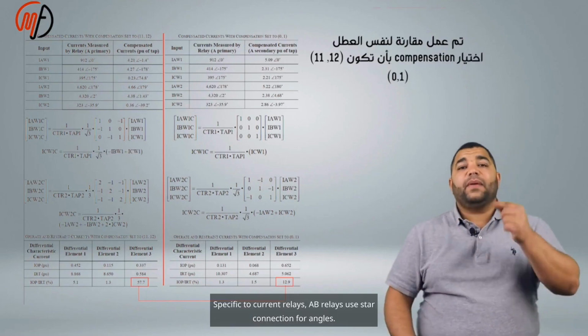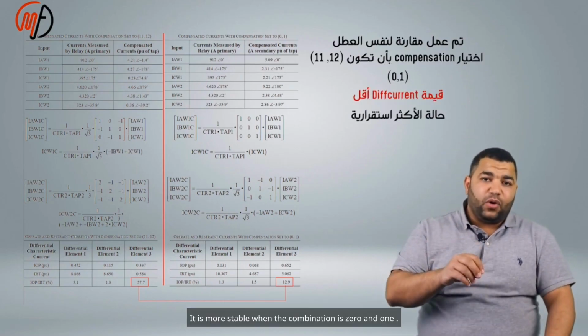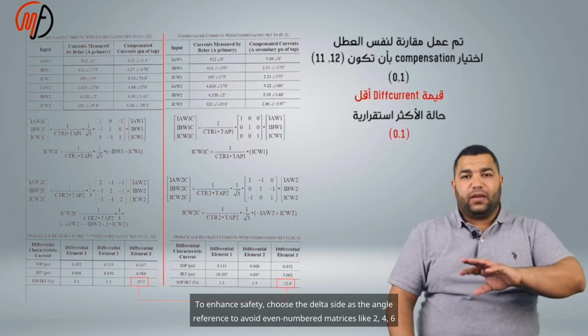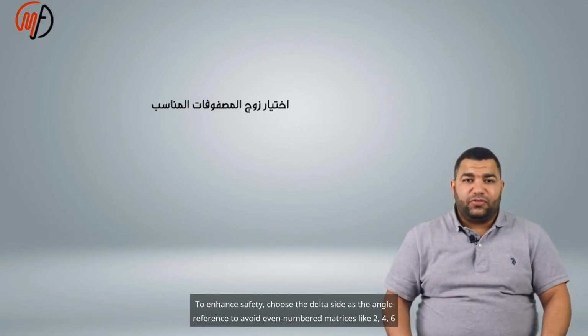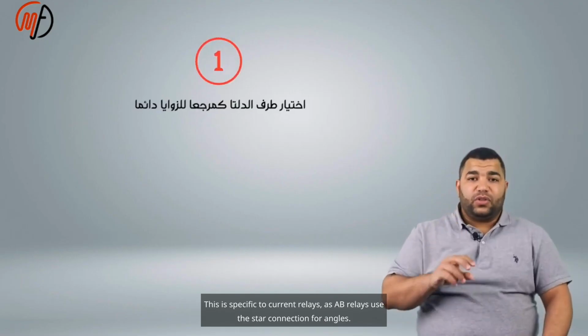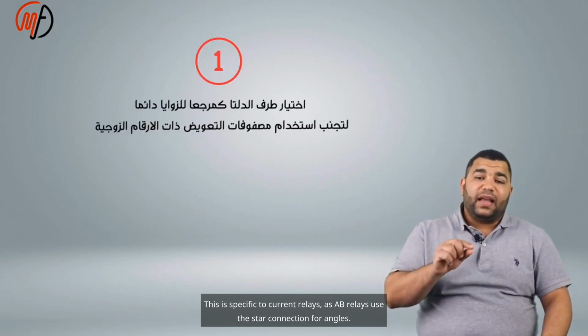With a 180-degree shift. Specific to current relays, AB relays use star connection for angles. It is more stable when the combination is 0 and 1. To enhance safety, choose the delta side as the angle reference to avoid even-numbered matrices like 2, 4, 6, 8, 12, etc., which may cause incorrect relay trips. This is specific to current relays, as AB relays use the star connection for angles.